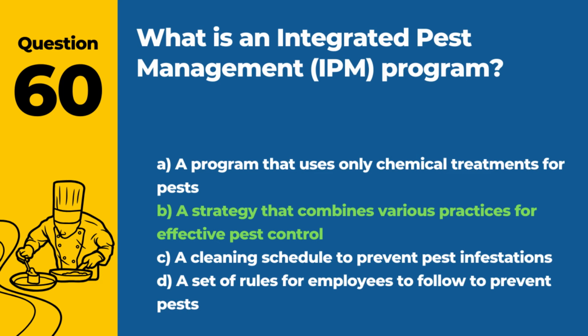An integrated pest management (IPM) program is a strategy that combines various practices, such as sanitation, maintenance, and chemical treatments, for effective and environmentally sensitive pest control.